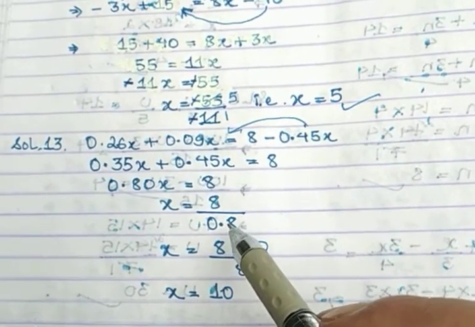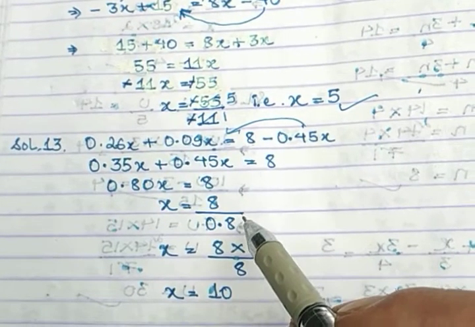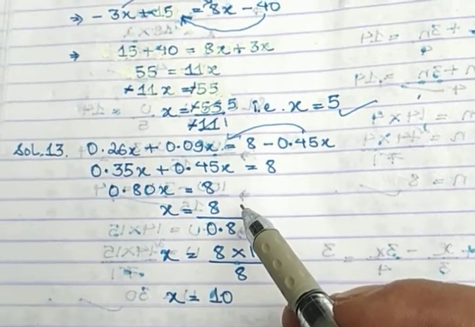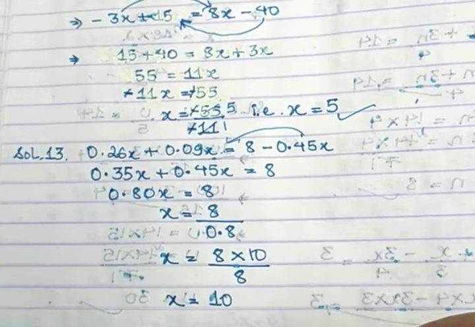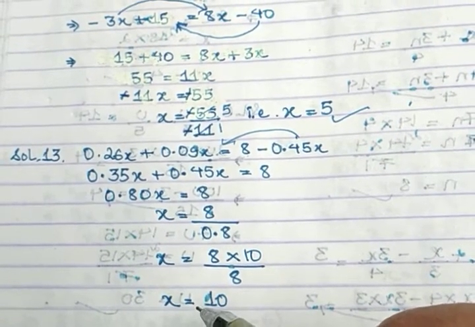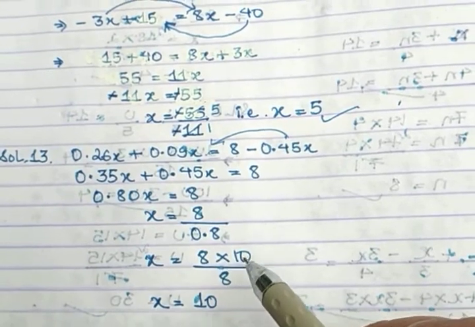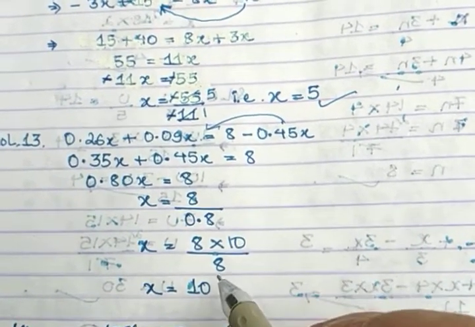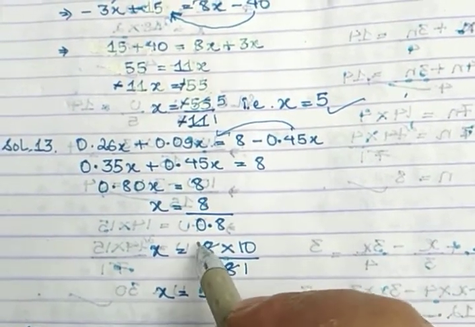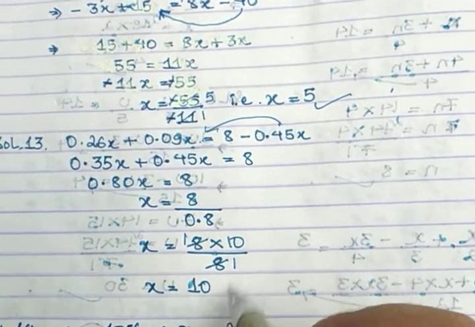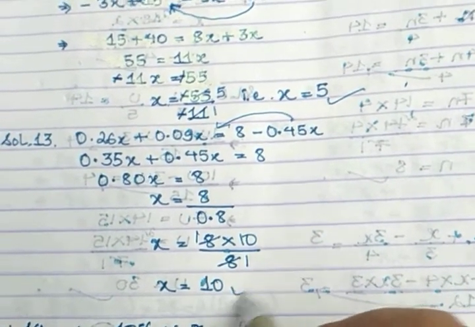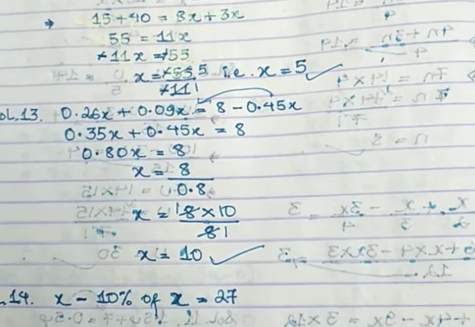Now what happens when you remove the decimal? 10 will come up, isn't it? This is what we have done on the basics of decimals in the previous classes. So it is x equals 8 into 10 divided by 8. Now see, 8 one times is 8, 8 one times is 8. The denominator is 1, the numerator is 1 into 10, that is 10. So we got the value of x as 10, x equals 10, and we are done here.